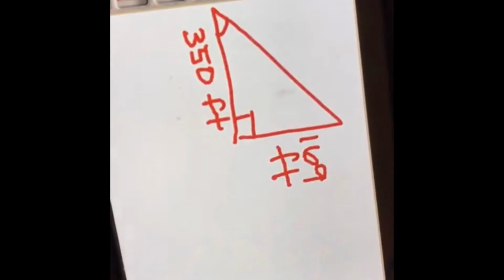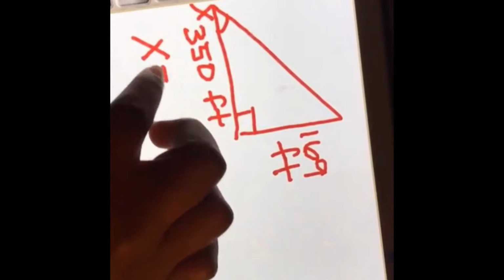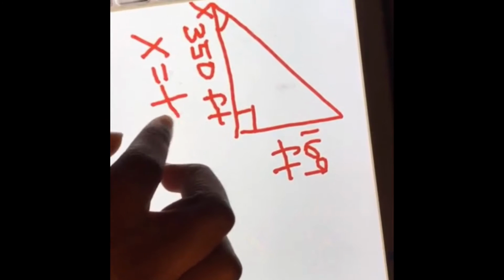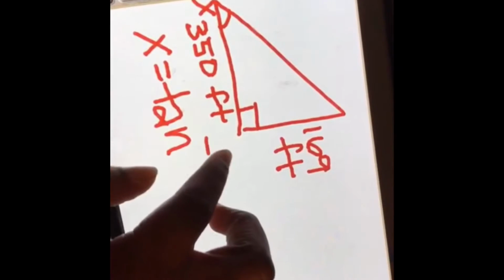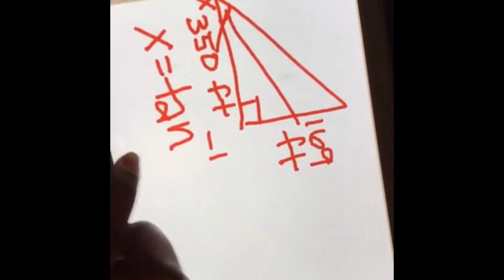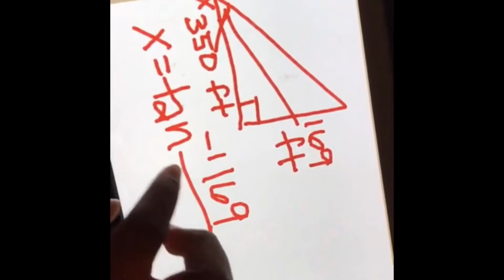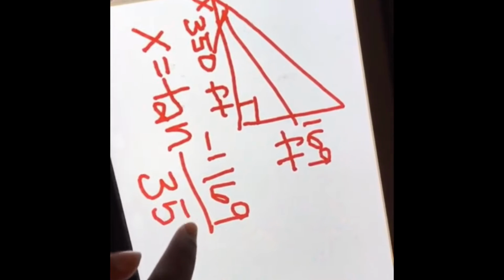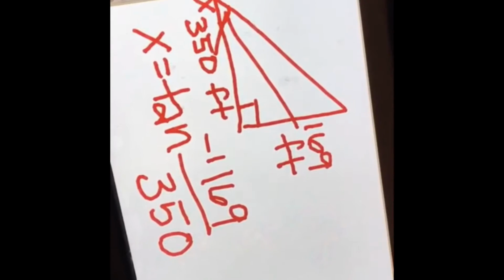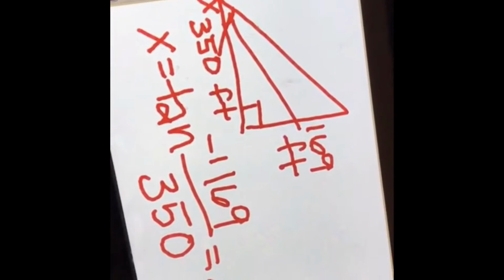So since we're using tan, and let's call this x, we would do x is equal to the inverse of tangent. And then this is our opposite, and this is our adjacent. So we would do 169 over 350. And when you plug that into your calculator, you should get 26 degrees.